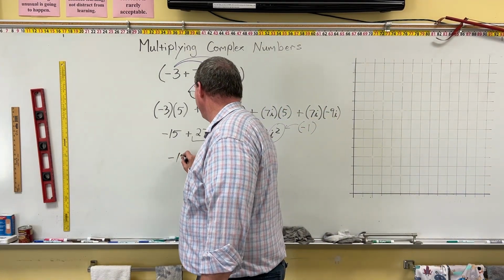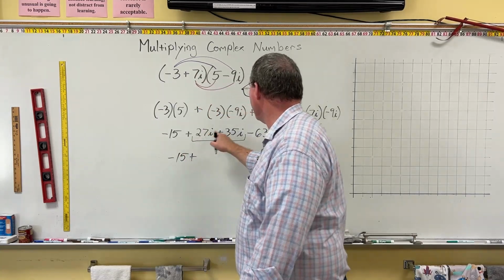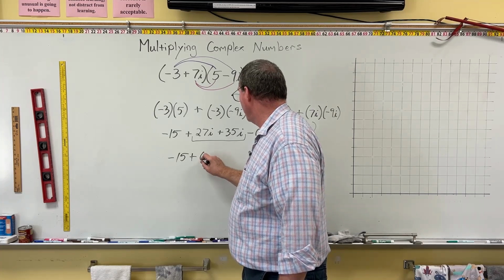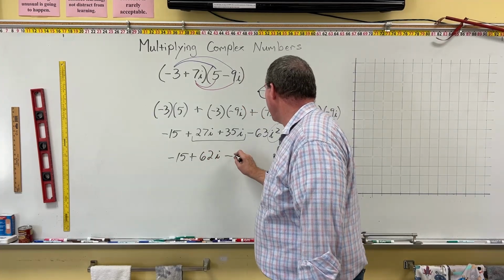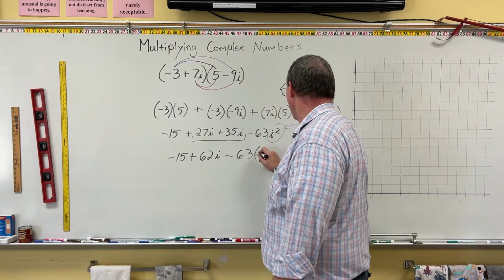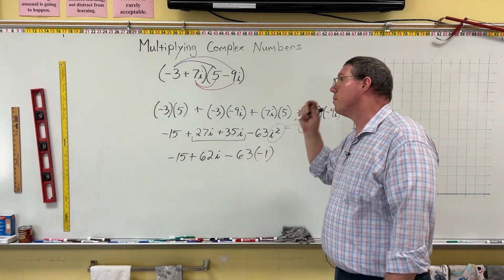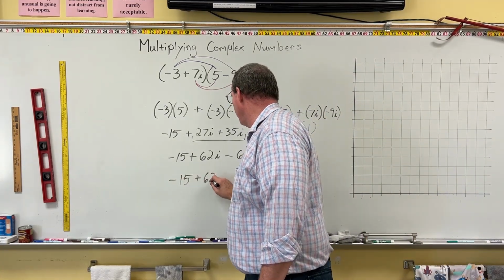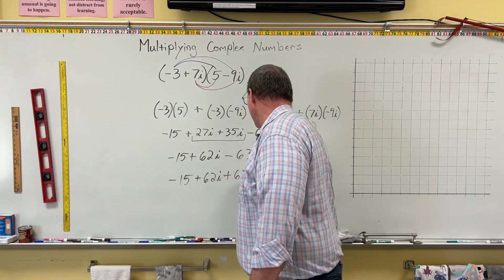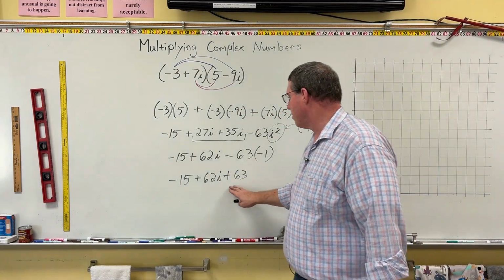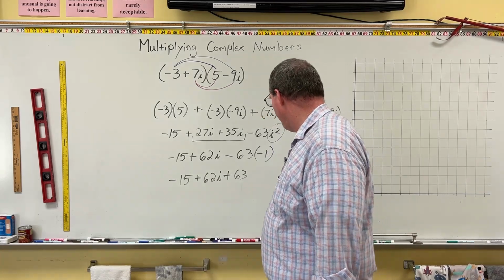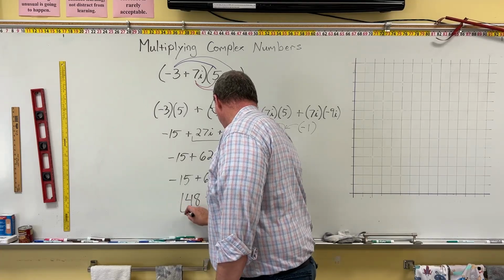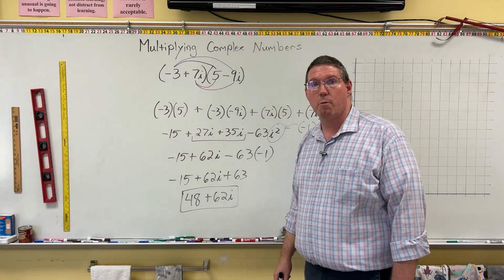And so we're going to have negative 15, and then here plus 27 plus 35. What is that? Say 50, 60, 62. 62i. And then minus 63, but times this i squared becomes negative 1. And negative 63 times negative 1 is plus 63. So we get minus 15 plus 62i plus 63. And 63 minus 15 is 48. And so our final answer is 48 plus 62i.